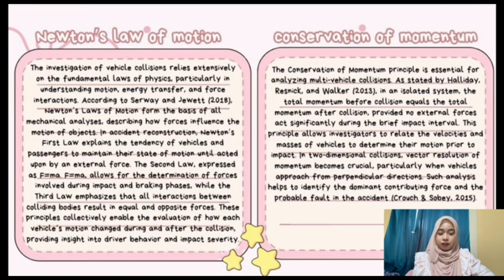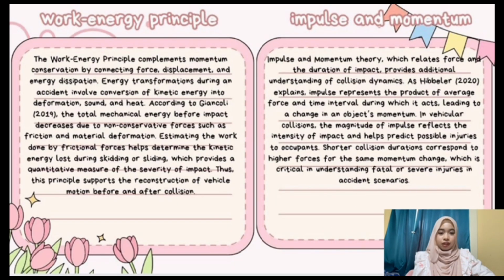Second is conservation of momentum. The conservation of momentum principle means that the total momentum before and after a collision stays the same if no outside force acts. According to Halliday, Resnick, and Walker, this helps experts find the speed and direction of bicycles before the impact. In a two-car crash, momentum in different directions is studied to find which vehicle caused the greater force. Third, work energy principle. The work energy principle connects force, distance, and energy. During a crash, moving energy, which is kinetic energy, turns into heat, sound, and damage to the car. Kian Pillai explained the energy is lost because of friction and deformation.